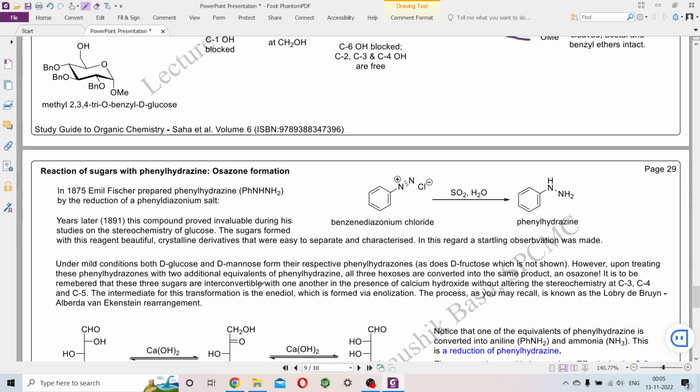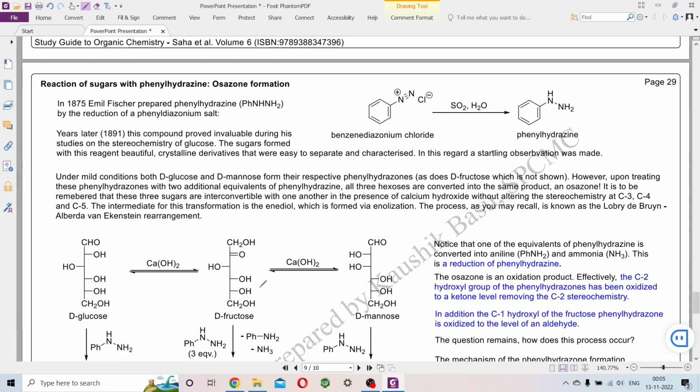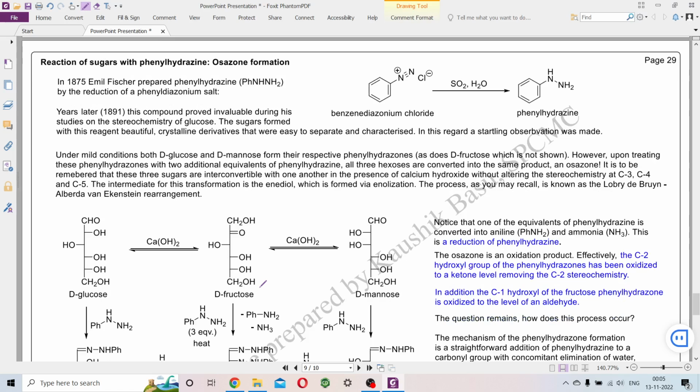What about osazones? Well, that will require reactions of sugars with phenylhydrazine, and this we will discuss now. This is a very important reaction as far as configurations of sugars were concerned. Emil Fischer's groundbreaking and epoch-making work was critically dependent upon this reaction.